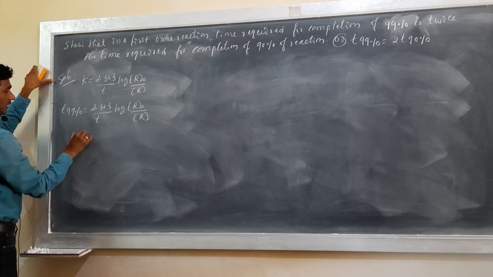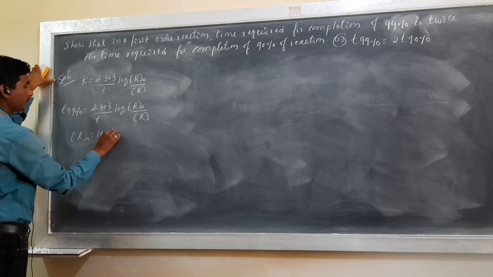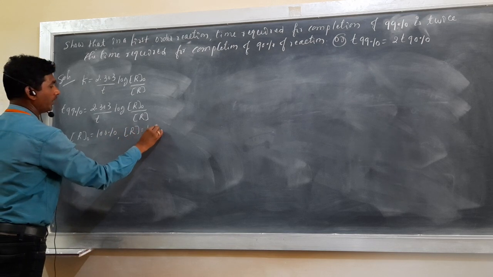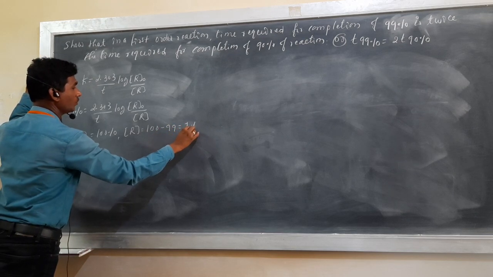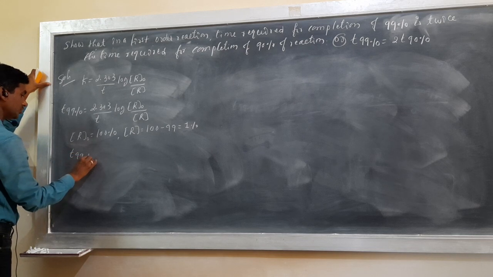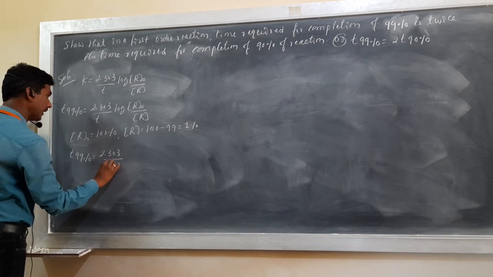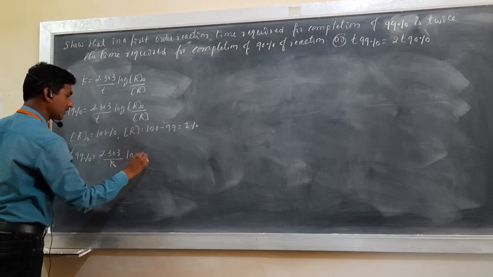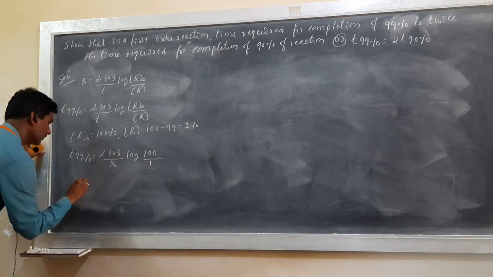So what is R naught? This problem is in the form of percentage, so R naught is always 100%. What is R? R is equal to 100 minus 99, which is equal to 1%. Now T99% is equal to 2.303 divided by K, log of the initial concentration, 100, divided by R, which is 1.